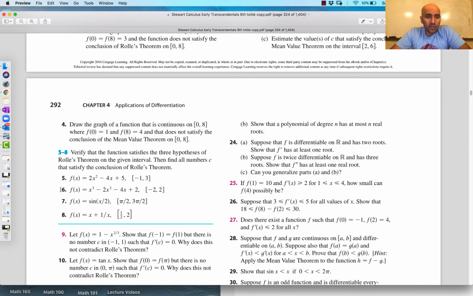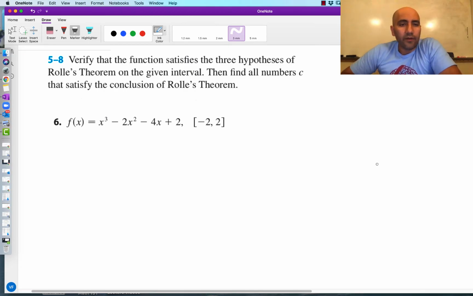How about something like number 6? Verify that the function satisfies the three hypotheses of Rolle's theorem and find the values of c. Okay, so let's do number 6. Verify that the function satisfies the three hypotheses of Rolle's theorem on the given interval, then find all c that satisfy the conclusion of Rolle's theorem.